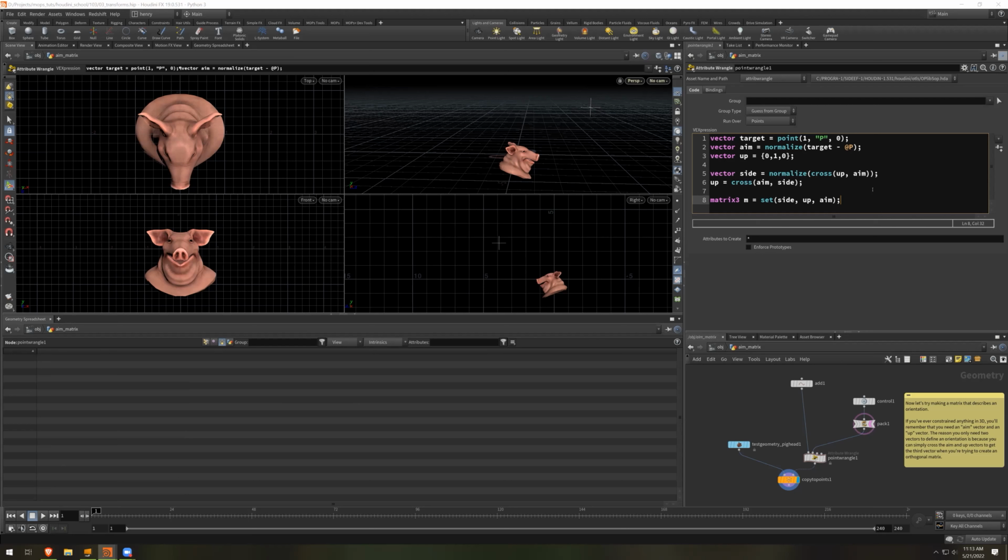So that's why the order here, we're starting with side because that's our x-axis, which is sort of conventionally, this is side. The up axis is relative to y, or world up, so it's our second vector, and then aim is the third. So now we've got that stack of vectors, and we've turned them into a matrix.